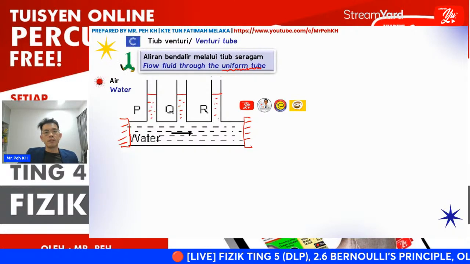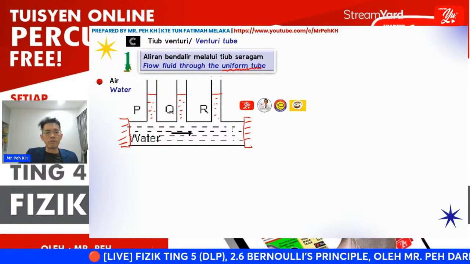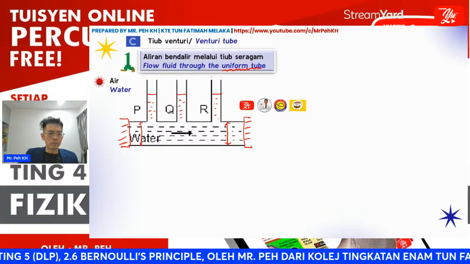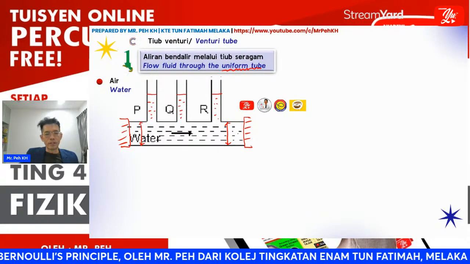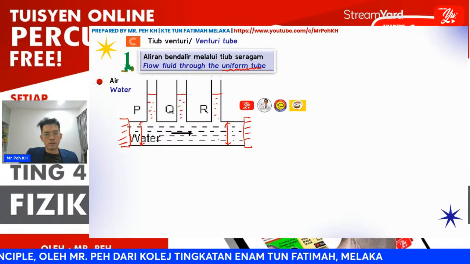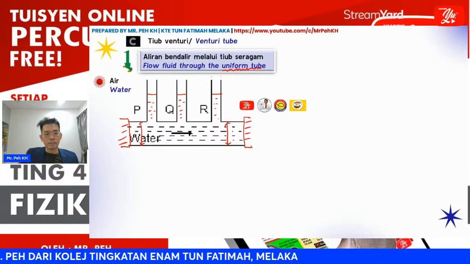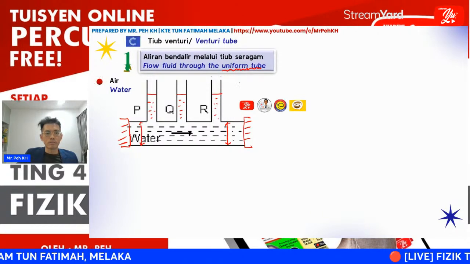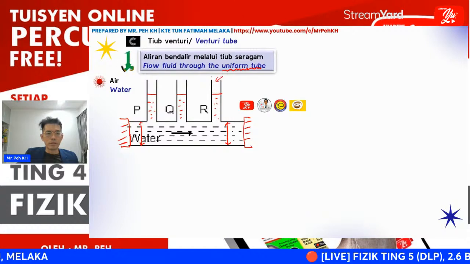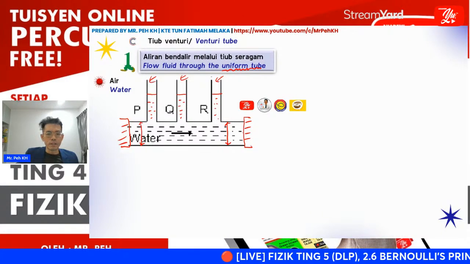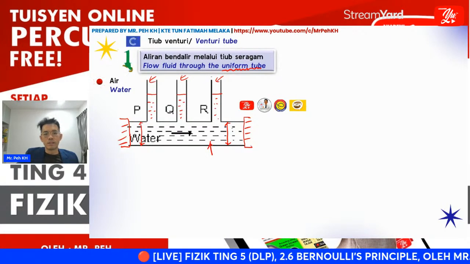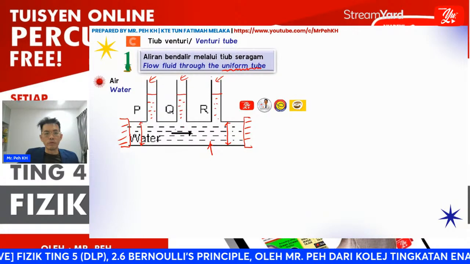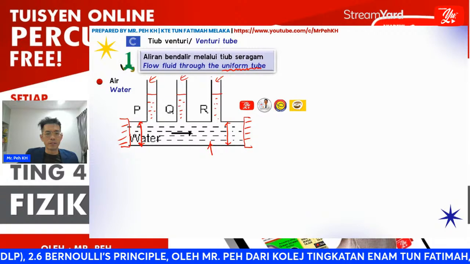Here the uniform tube means we are referring to the diameter of the tube, in the horizontal position. This will be the vertical tube, and this will be the horizontal tube. So the uniform tube refers to the horizontal one.